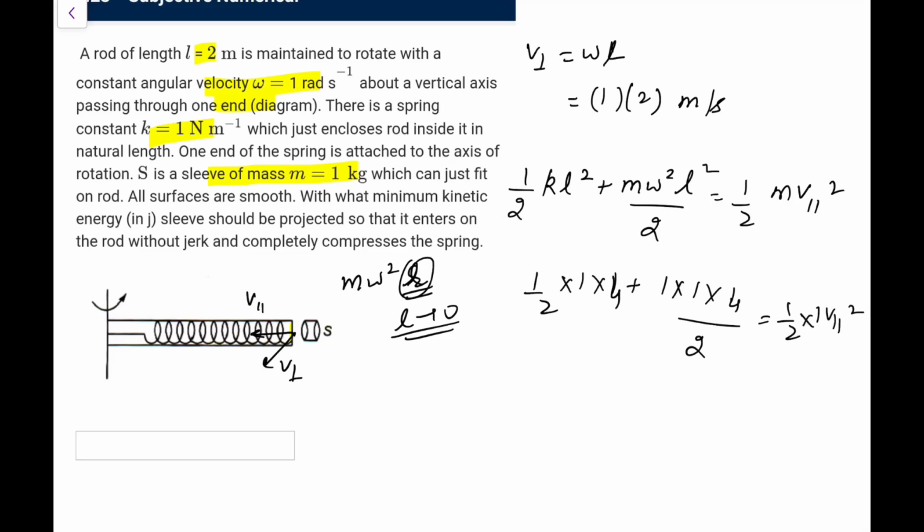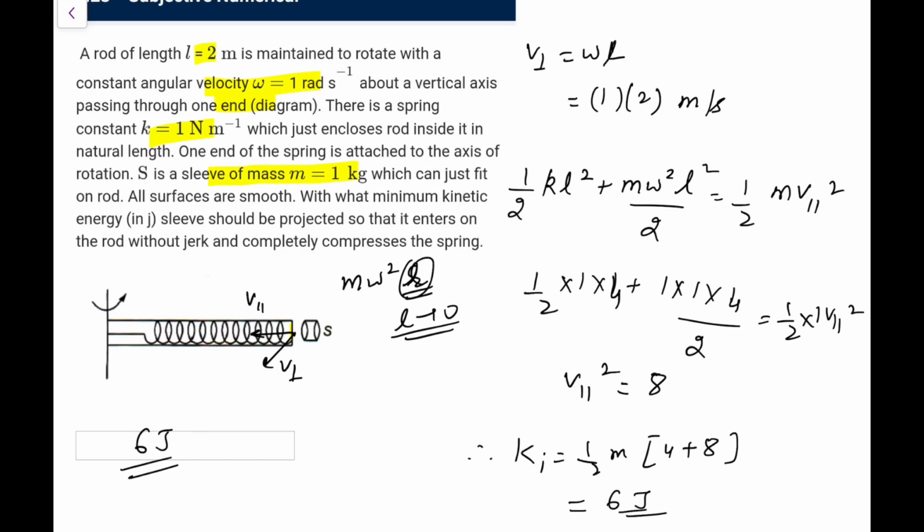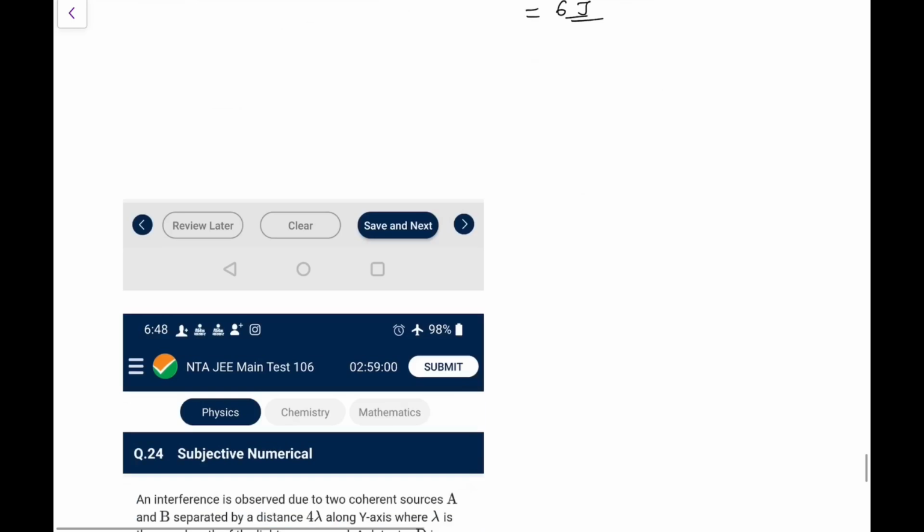So what you get, 4 by 2 plus 4 by 2, that is 4, into 2, that is v parallel square. So v parallel square you are getting as 8. Therefore its initial kinetic energy would be half m v perpendicular square, that was 4, this was 8, 4 plus 8 is 12, so 12 by 2, that is 6 joule. So again it's not an easy one, it's again a tougher one for you. Next one.